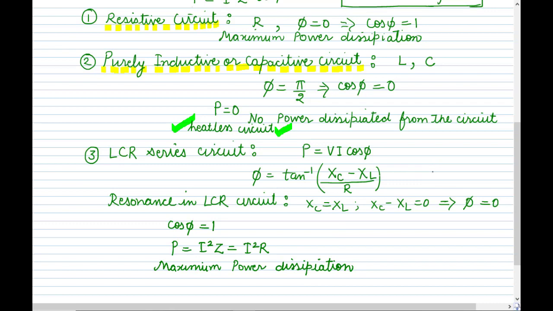But this phi is not equal to 0 if you are having a combination, like an RL circuit, or an RC circuit, or an LCR circuit without the condition of resonance. In this way we can calculate the power factor, and how much power is dissipated for a purely resistive circuit, a purely inductive or purely capacitive circuit, or an LCR circuit without the condition of resonance and in the condition of resonance. So I hope all these small quantities related to resonance are very clear to you.